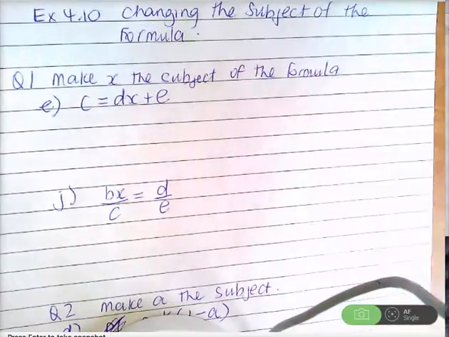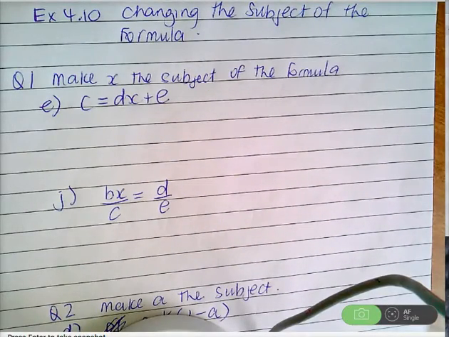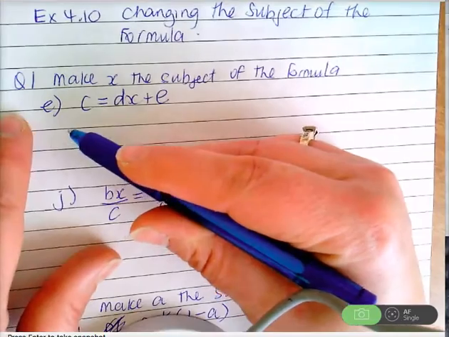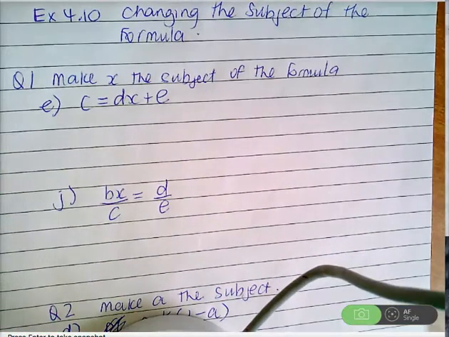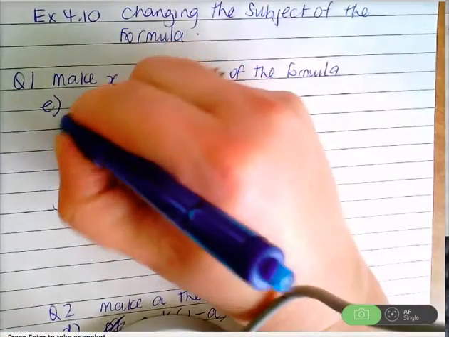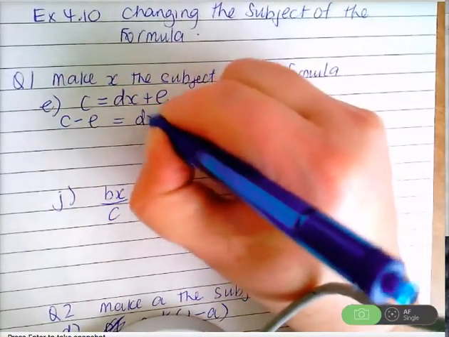The plus e needs to move. X to be the subject. Let's go. No. You'll keep the dx here. Otherwise, if you take the dx to the other side, it will be negative. So you move the e. And what does it become when you move that plus e? c minus e equals dx.